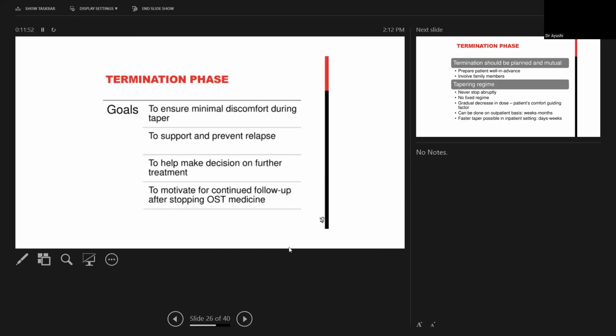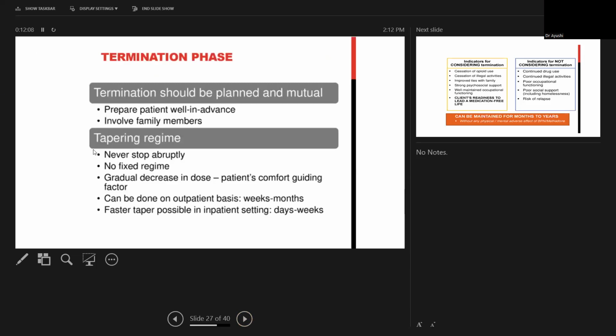Now, in termination phase, our goal is to ensure minimal discomfort during taper, to support and prevent relapse, to help make decision on further treatment, and to motivate for continued follow-up after stopping OST medicine. Termination phase should be planned and mutual. We should prepare the patient well in advance, and we should also involve family members. Tapering should never be stopped abruptly.